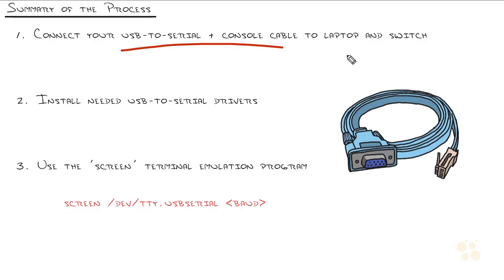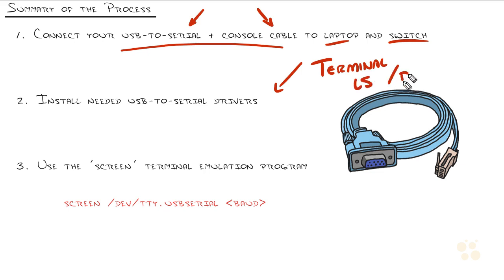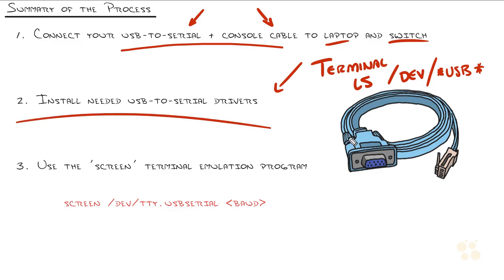So let's have a summary of the process we just walked through. First off, physical connections. Get the USB to serial cable and console cable connected to the laptop and the switch. Now, one thing I don't have on this summary is to see if the drivers are installed. Open that terminal program and do an ls. That's a listing of /dev of anything with USB in it. Chances are pretty good, unless you've done this before, the drivers won't be there. So download and install the needed USB to serial drivers. Once those are in, you should see your device show up. It may be labeled USB serial, it may be labeled something else. It's all dependent on the manufacturer of that hardware.